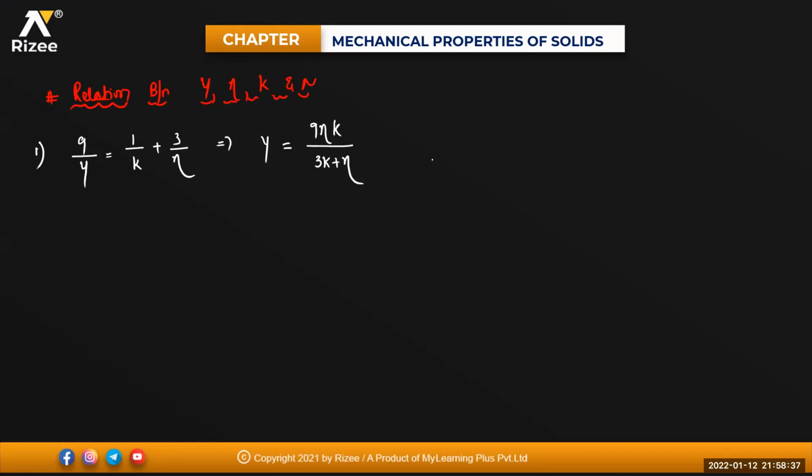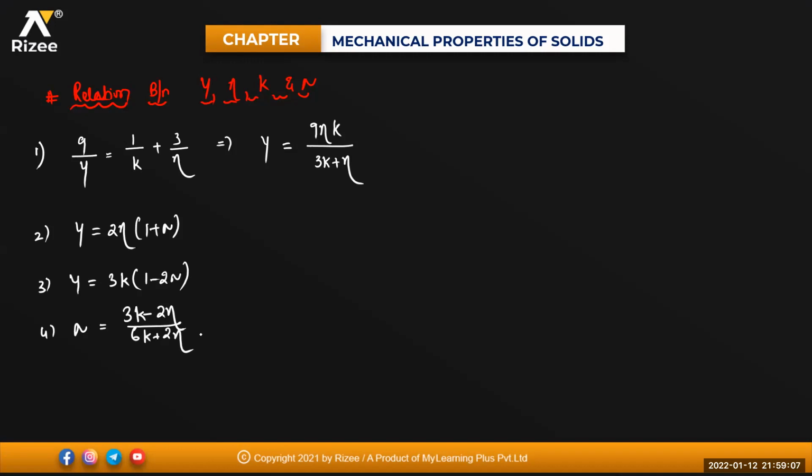Okay, the next one. Y is equal to 2 times neta into 1 plus sigma. This is the relation between Y, rigidity modulus, and Poisson's ratio. And third one is, Y is equal to 3K into 1 minus 2 times sigma. And fourth one is, sigma is equal to 3K minus 2 into rigidity modulus divided by 6K plus 2 times rigidity modulus.